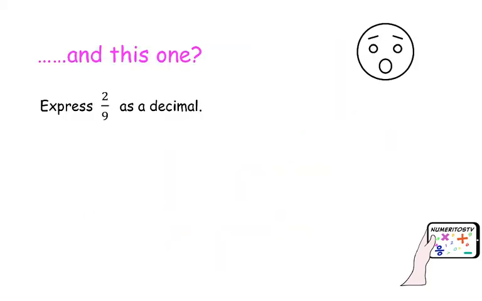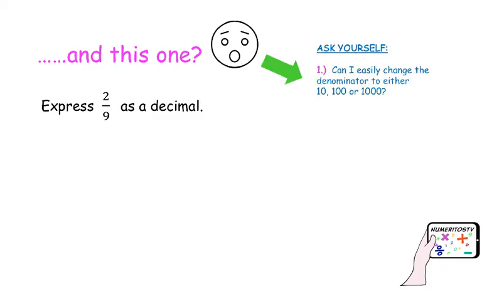But what if you have something like this? So let's start with our first trick. Ask yourself, can I change that 9 to either 10, 100, or 1,000? Well, if you try to convert that 9 into 10 by multiplying by a whole number, that will not be possible. What about 100? I think that is not possible either, and probably not 1,000. You will not be able to find an equivalent fraction using those denominators.